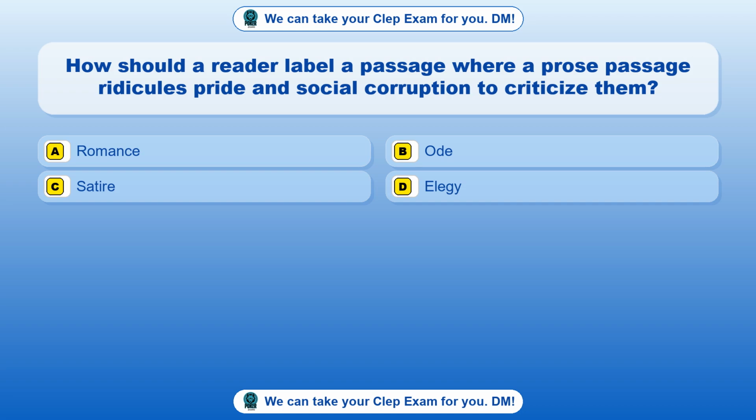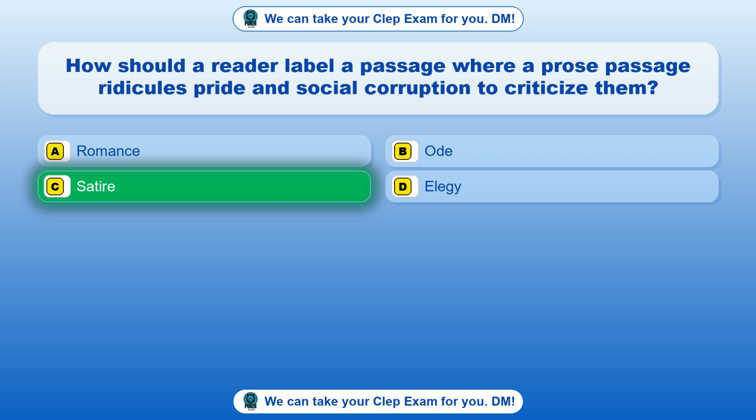Question 67. How should a reader label a passage where a prose passage ridicules pride and social corruption to criticize them? Option A. Romance. Option B. Ode. Option C. Satire. Option D. Elegy. The correct answer is option C.